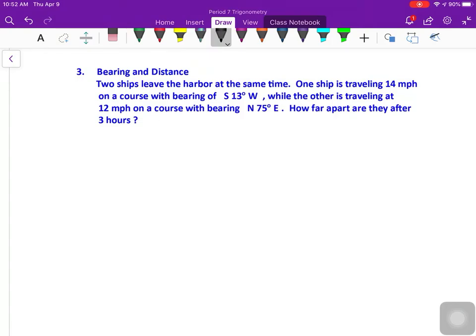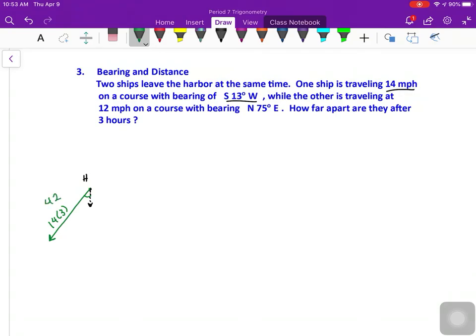So a little bit of a navigation problem, but very similar to the one we did in problem 1 with the parallelogram. Number two is another navigation problem. Now, again, it says 2 ships leave the same harbor. One ship is traveling 14 miles per hour, and the course is south 13 degrees west. So here is my harbor right there. And then south would be straight down. That's south. So 13 degrees to the west would put us over here. And we're traveling along that line.